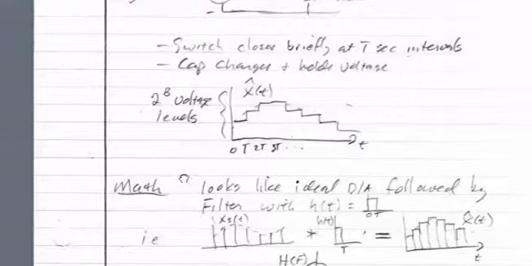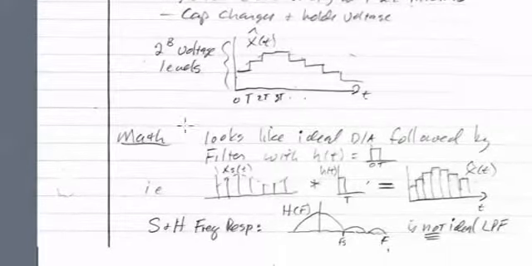Okay, so this is very common. It's called a first order sample and hold, and it's not terrible. It's not great, but it's not terrible, and these are used a lot. Mathematically, it's actually kind of easy to analyze.